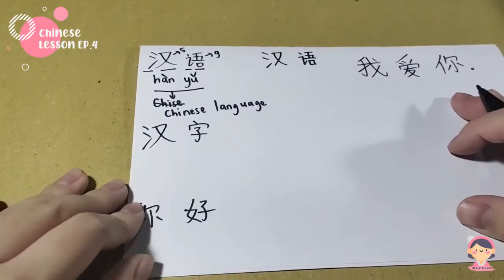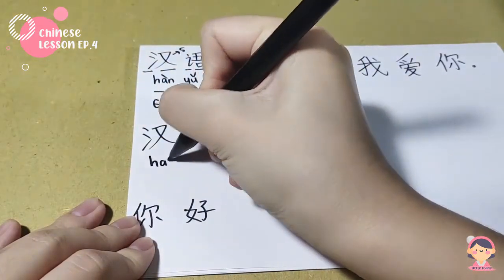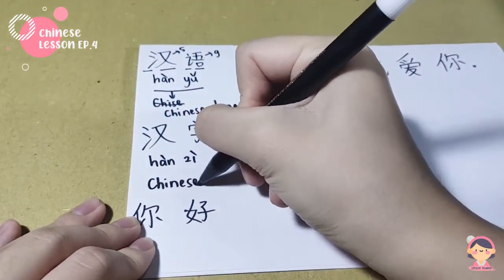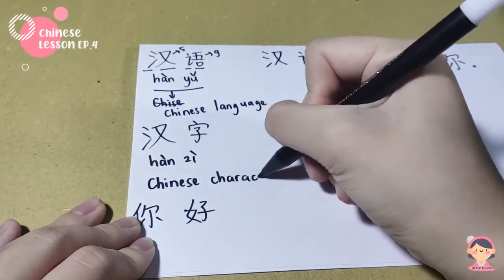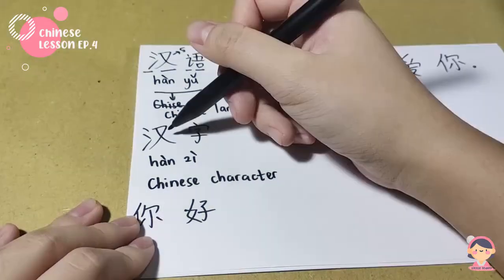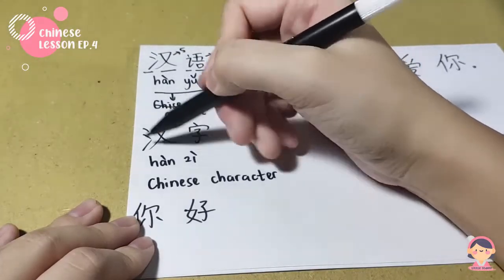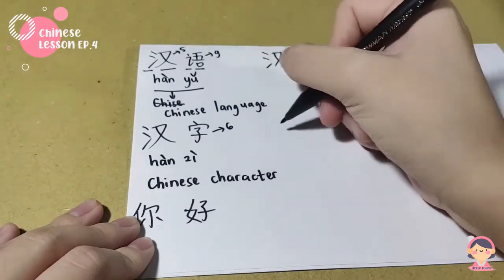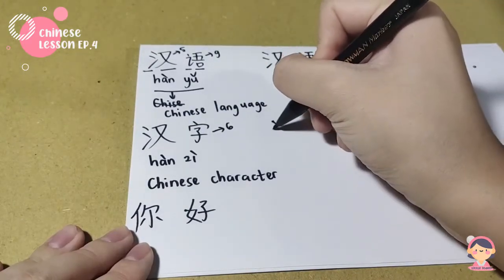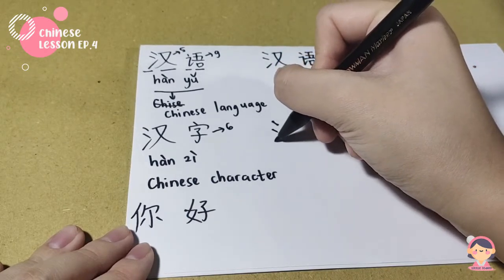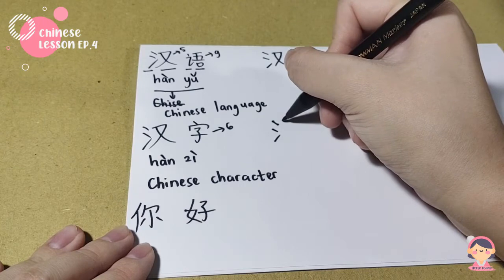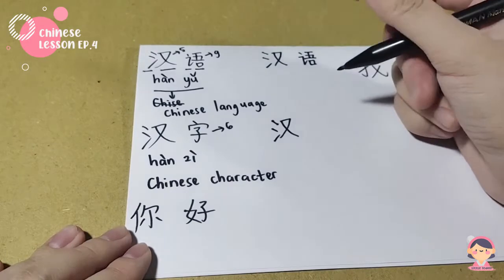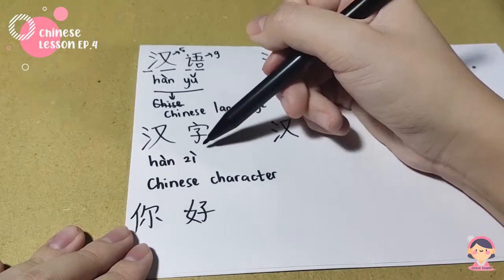The next one is Hanzi, or the Chinese characters. Han, it's the same with this one, so it has 5 strokes, and Zi has 6 strokes. 1, 2, 3, 4, 5. And for Zi, we need to write it from top to bottom.